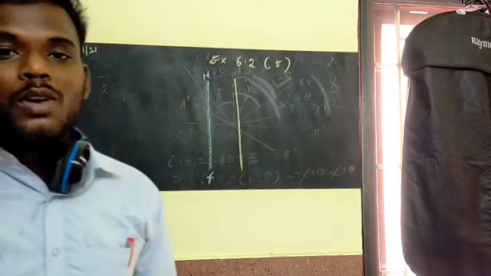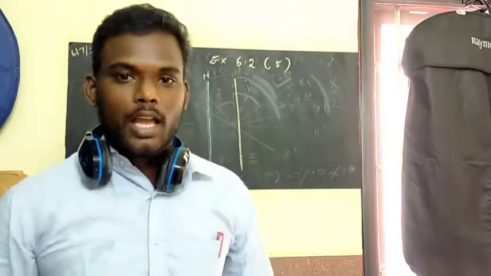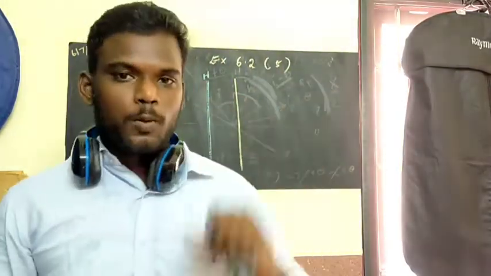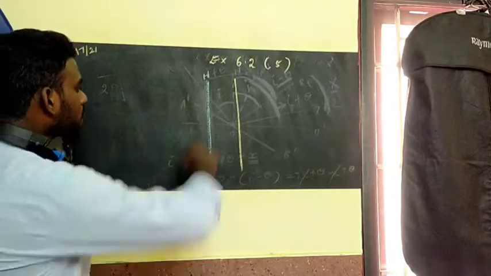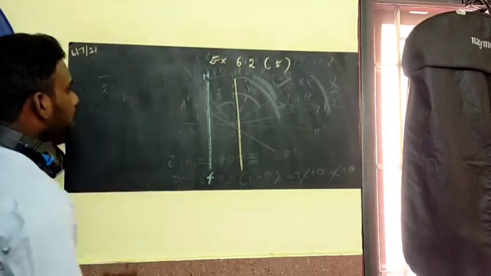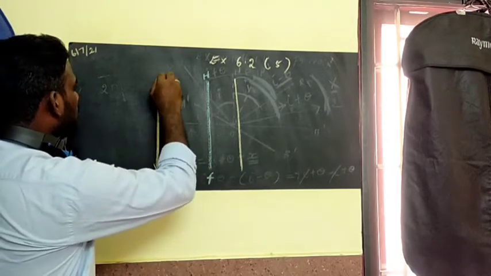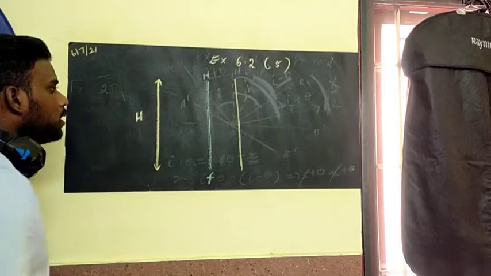So if you want the full size of the image, what will happen? We want to see the head and we want to see the leg. Am I right? So that will be the full size. And the total height of the person, I can call it h ma. The total height of the person is called h.